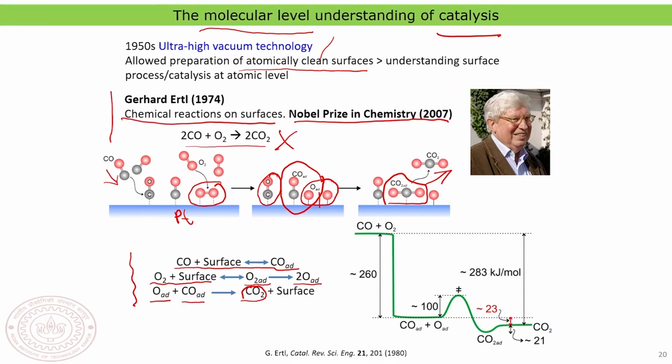So now you see something quite interesting. The moment the carbon monoxide and oxygen adsorb on the surface, it basically just loses a lot of energy, about 260 kilojoules per mole of energy. So that basically means the entire reaction is now happening from this particular point, which is the adsorbed position. So the reaction requires only a small amount of excitation energy, approximately 100 kilojoules per mole. And then finally, the molecule is formed, the carbon dioxide is formed.